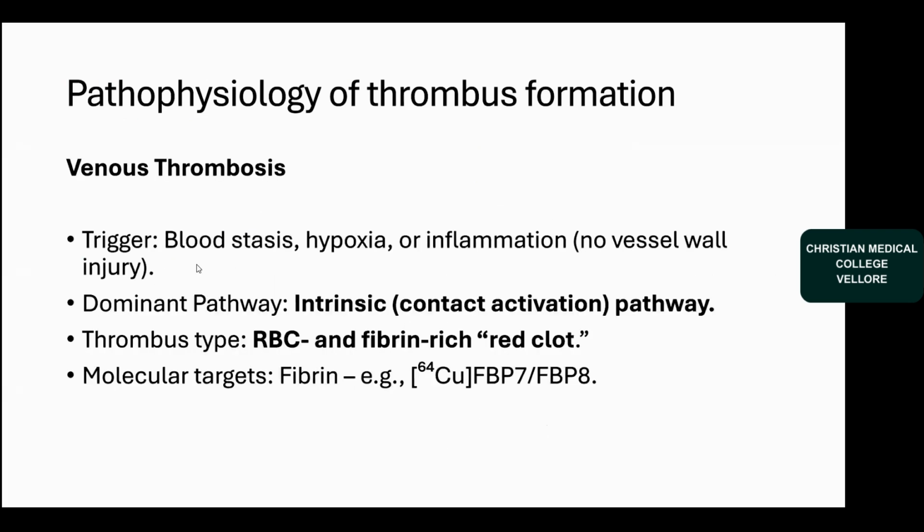When we come to venous thrombosis, the most common trigger will be blood stasis, hypoxia, or inflammation, rather than actual injury to the vessel wall. The dominant pathway will be the intrinsic pathway, and the thrombus type will be an RBC and fibrin-rich clot, also called a red clot. The molecular target will be fibrin. But fibrin is not specific to venous thrombosis. It can be seen in arterial or venous thrombosis. We'll talk about the tracers later.